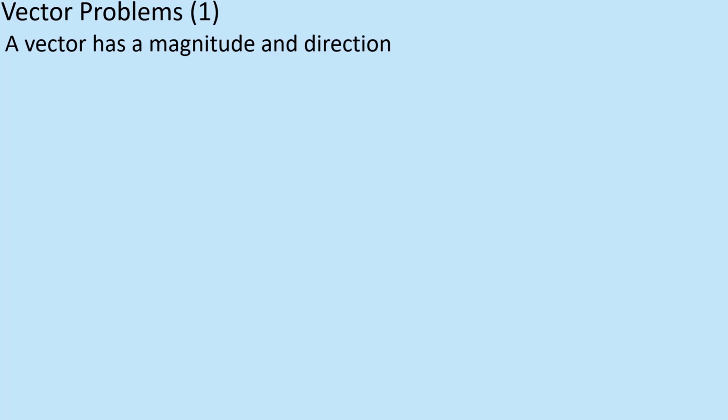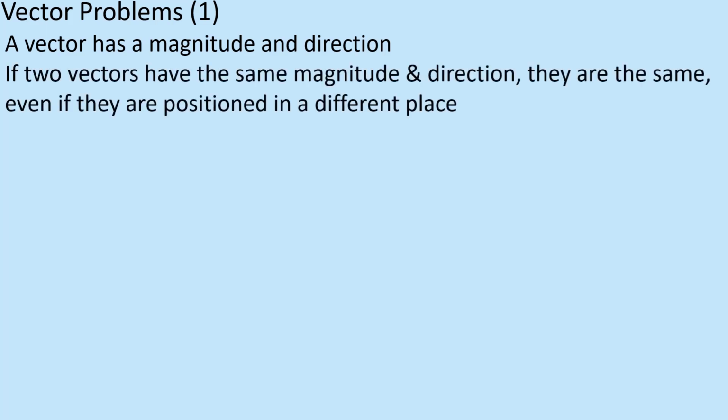First of all, a vector has a magnitude and direction. If you weren't sure, if two vectors have the same magnitude and direction, they are the same, even if they are positioned in a different place. A vector basically has magnitude and direction, but it doesn't have to be next to each other. Essentially, it's about a movement from one place to another, so where that's positioned makes no difference. As long as it has the same magnitude and direction, they're the same.